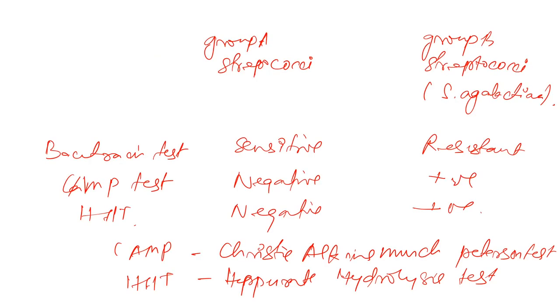So we were talking about group A Streptococci and group B Streptococci. We spoke about the differences between group A Streptococci and group B Streptococci. Now we will study group A Streptococci, that is Streptococcus pyogenes. Theek hai? Toh kya hota hai?